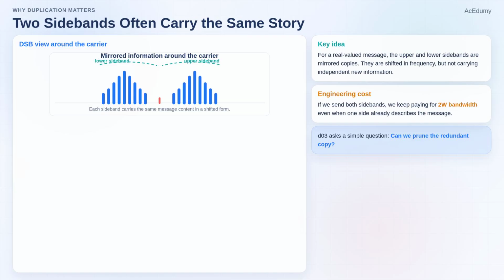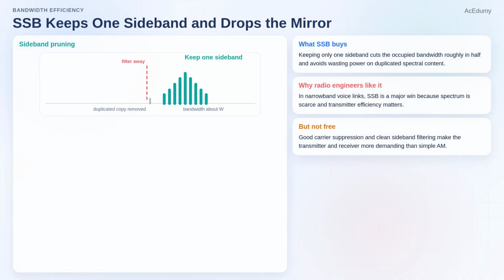So if bandwidth is precious, transmitting both sidebands can feel wasteful. That observation is the starting point for single sideband and vestigial sideband modulation. Single sideband, or SSB, keeps only one of those mirrored sidebands and discards the other. In practice, the carrier is usually suppressed as well.